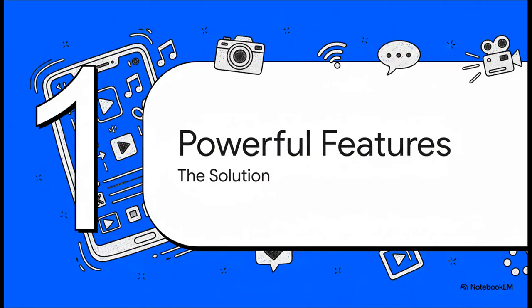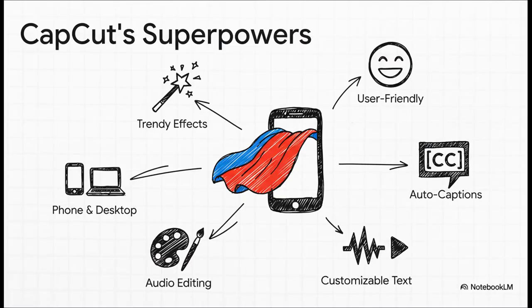Okay, first up, let's look at the solution, what CapCut actually brings to the table. We're going to dive into the powerful features that have made it so popular with creators everywhere. So here's the deal. CapCut really packs a serious punch. First off, the interface is super user-friendly. Like, even if you've never edited a video in your life, it's absolutely loaded with all those trendy effects and transitions you see online. The auto captions? A total game changer. The audio editing is surprisingly powerful, and you can customize pretty much everything. Plus, and this is a big one, it works on both your phone and your computer.